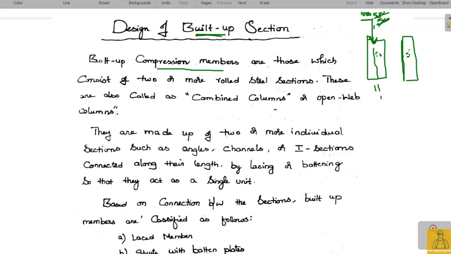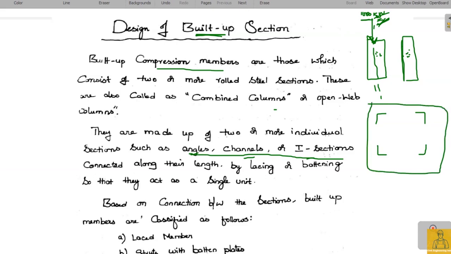So these built-up sections are very useful in carrying higher amounts of loads. And generally, steel columns are made up of channel sections, I sections, and angle sections. And similarly, you can join these angle sections, channel sections, and I sections to get built-up compression members. For example, you can join four angle sections to get a column of this shape. Of course, you are going to connect all these angle sections by a different system.